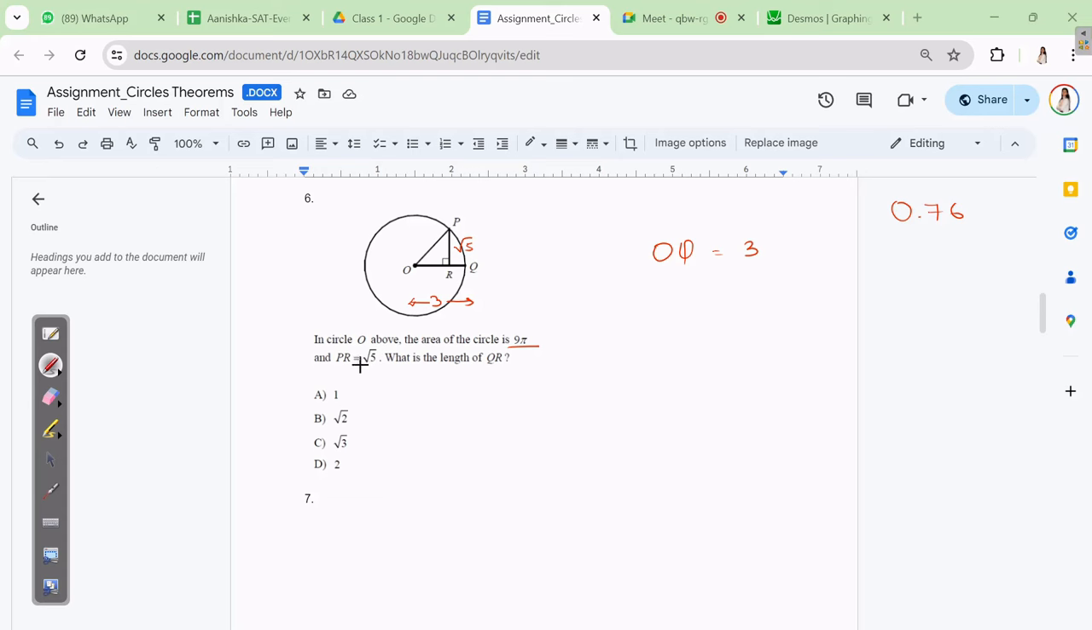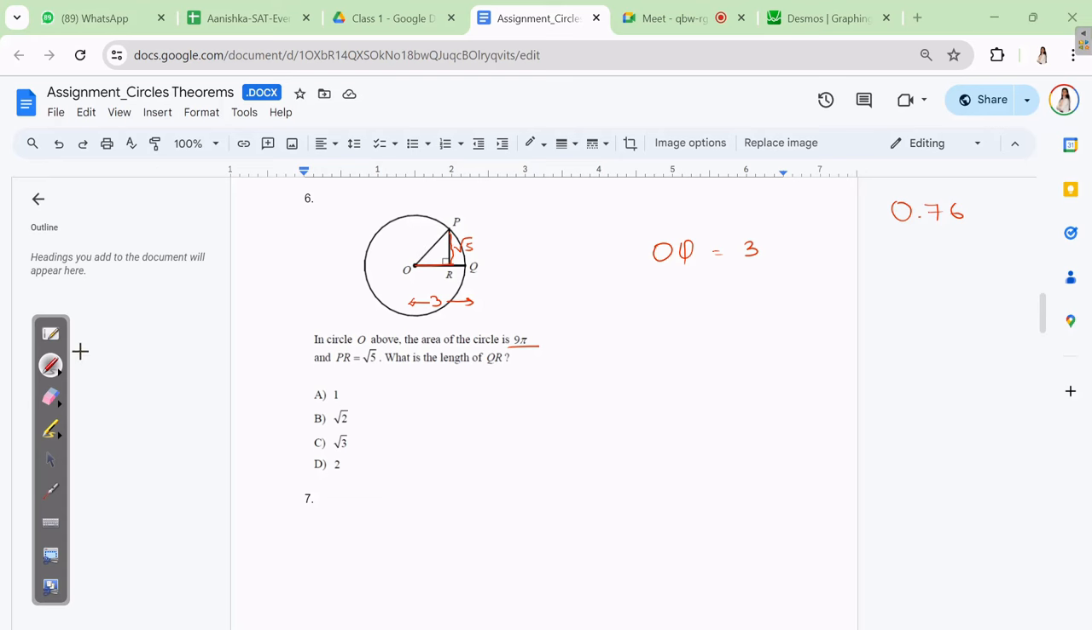Because that triangle looks to be an isosceles. I thought the angle of O and P should be the same. Yes, that's true. It does look like isosceles, because PR and OR look like they are congruent.